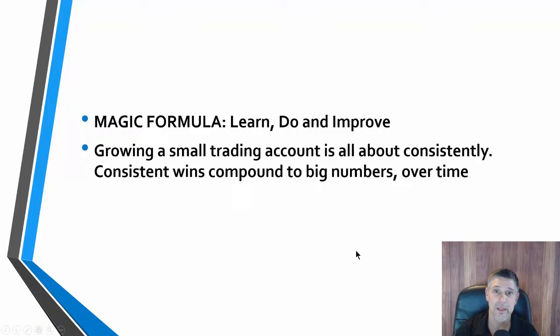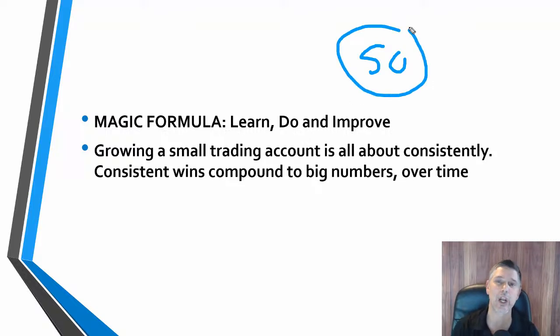Now, I wrote here this magic formula. I learned a long time ago from one of my mentors, Dave Johnson. He said, learn, do, and improve. Learn, okay? You learn a high quality setup, a high quality strategy, and then we do it. And we do it at least 50 times. And if you're brand new, I encourage you to use an account that has a demo platform, like Paper Money. And so you learn the strategy, you do it, and then you improve it. Learn, do, and improve. That's the formula.